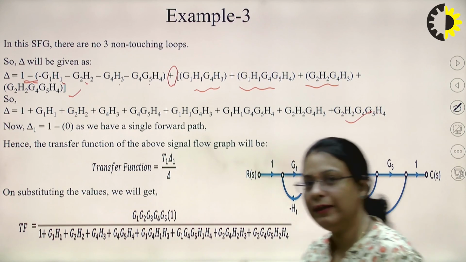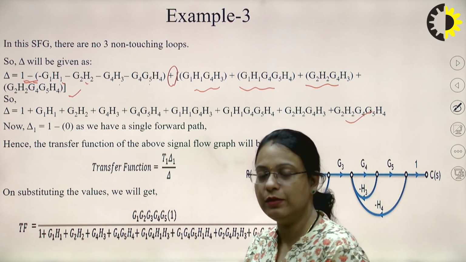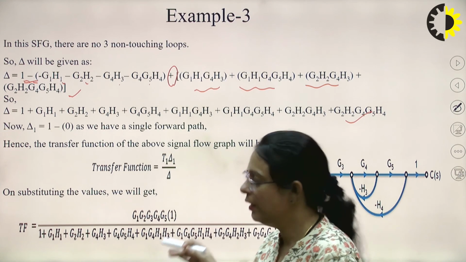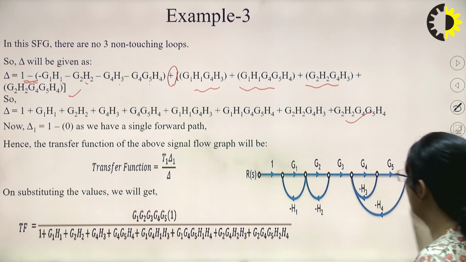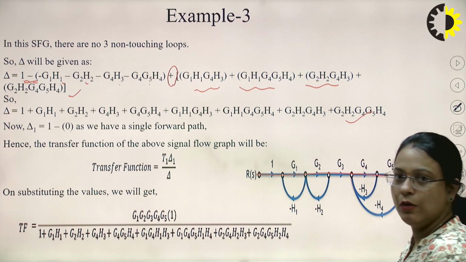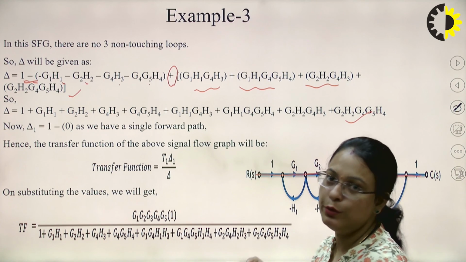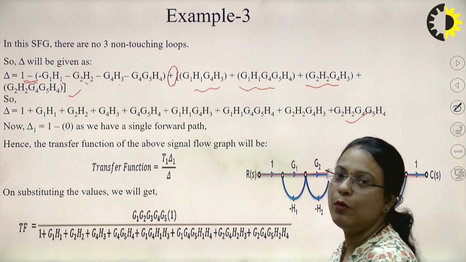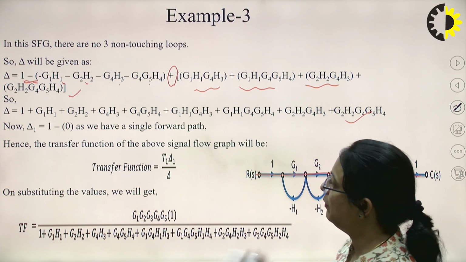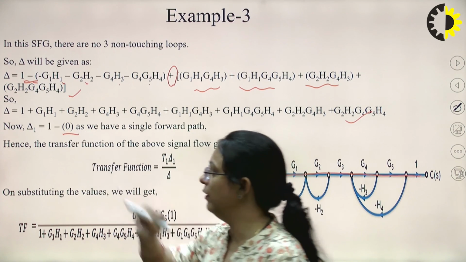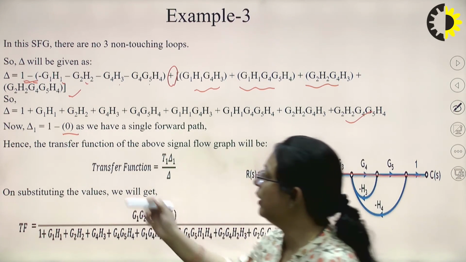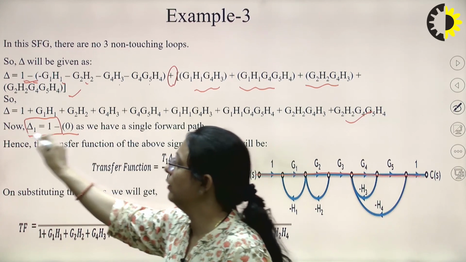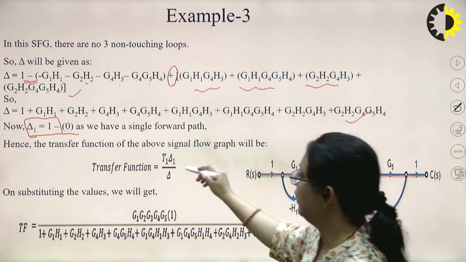Now the value of delta 1 will be 1 minus those loops which are not touching this forward path. So you can see all the loops are having a common node with this forward path. So the individual loop gain will be 0 in case of delta 1, and we will get the value of delta 1 as 1 only. Okay, so we can write this transfer function.